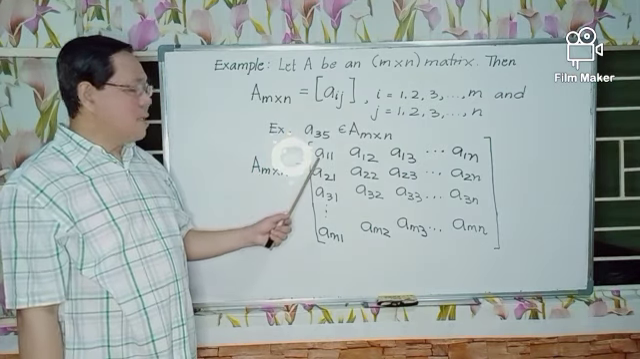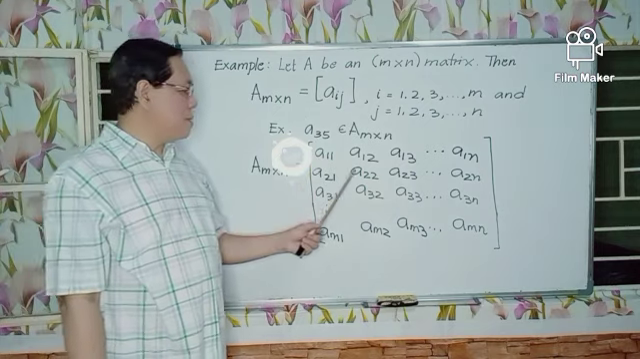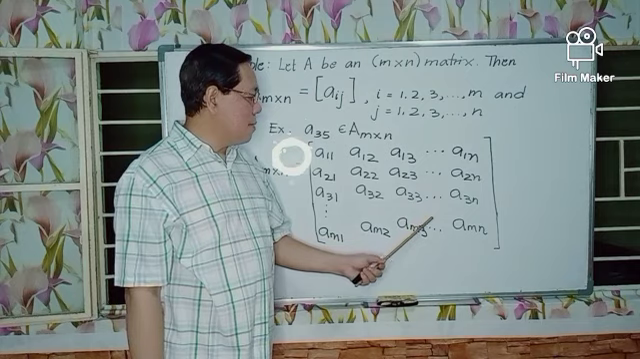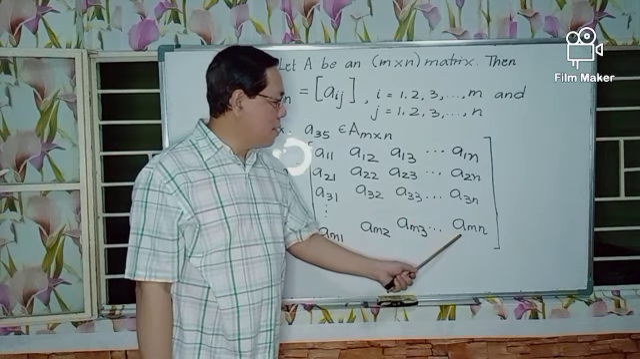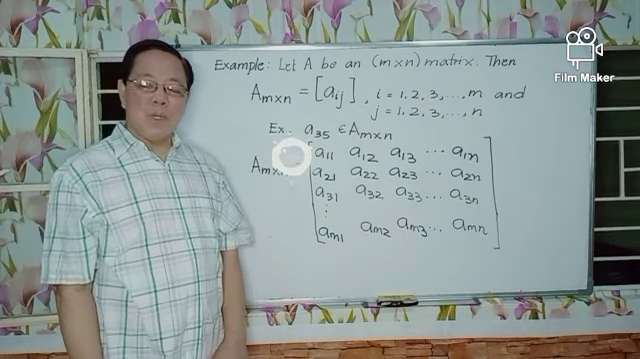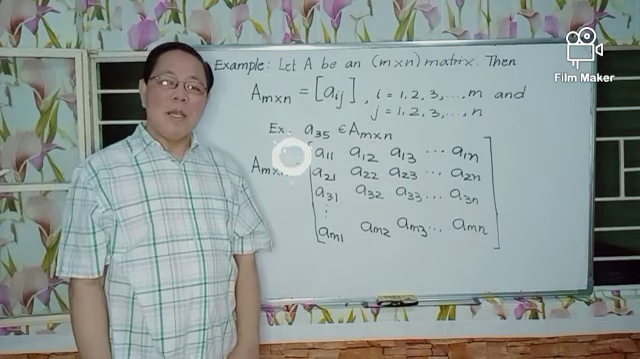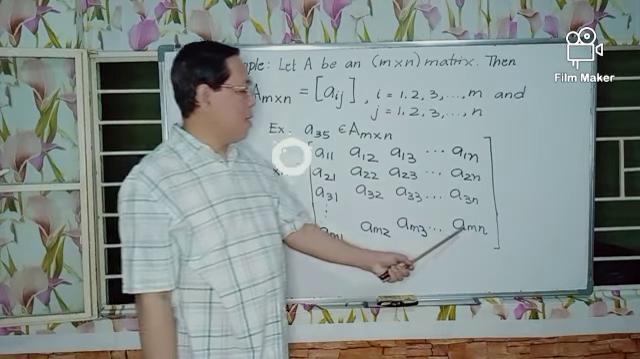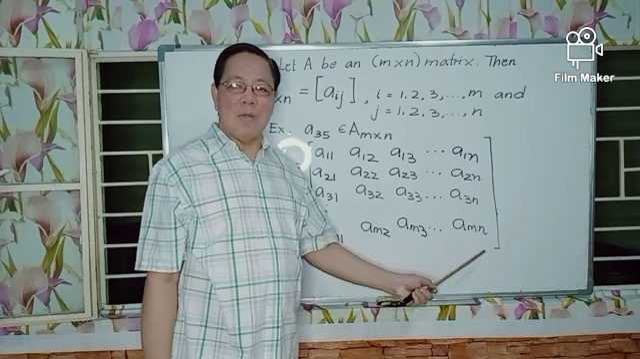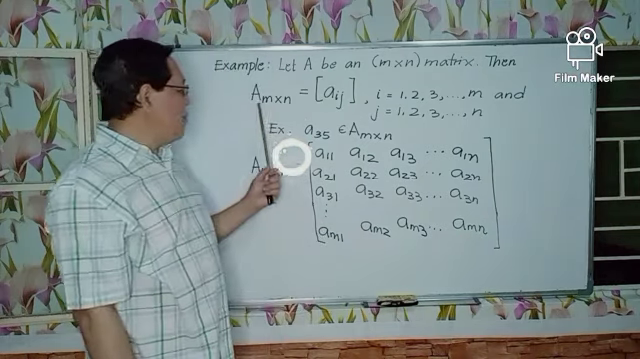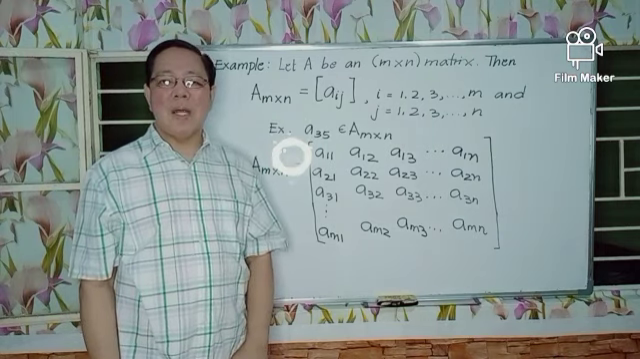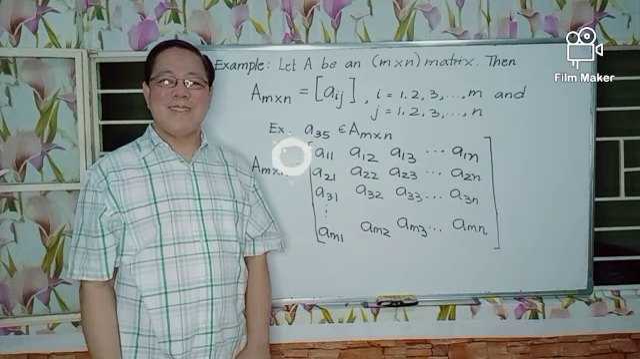Now, these entries A11, A22, A33, and so on up to Amn, would be called diagonal entries if the subscripts m and n are equal. If m and n are equal, then matrix A is called a square matrix.